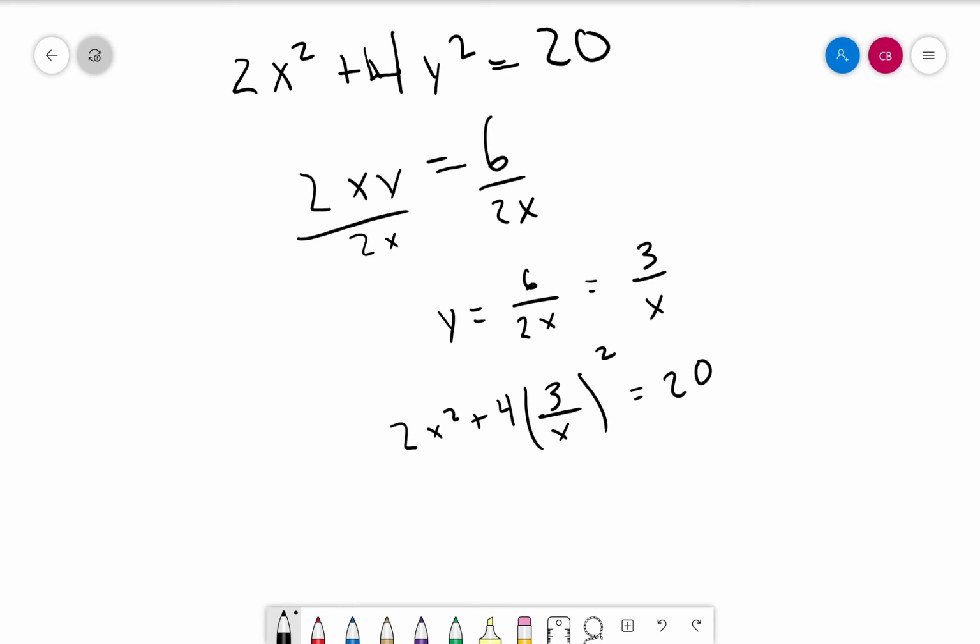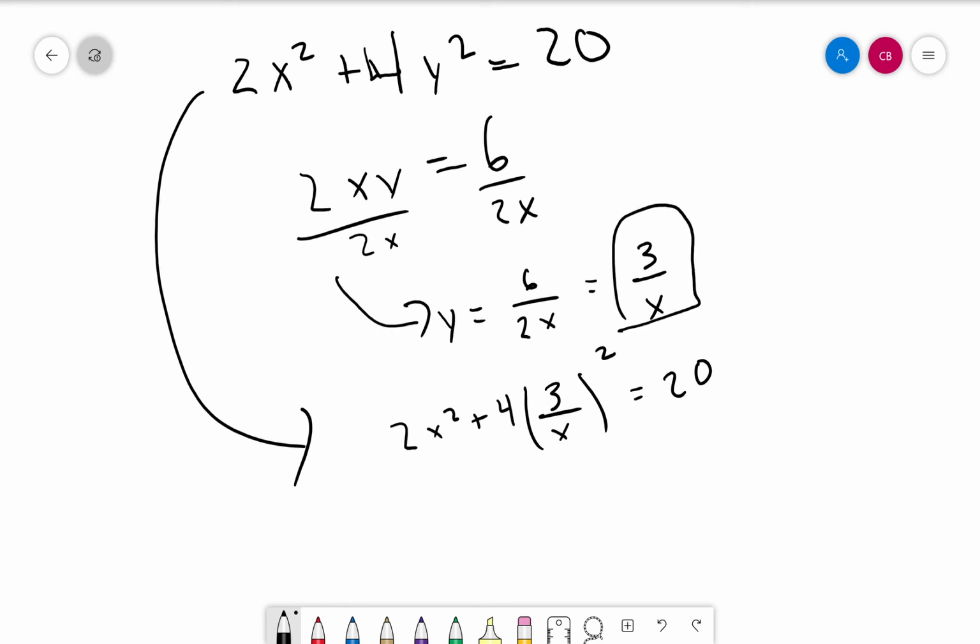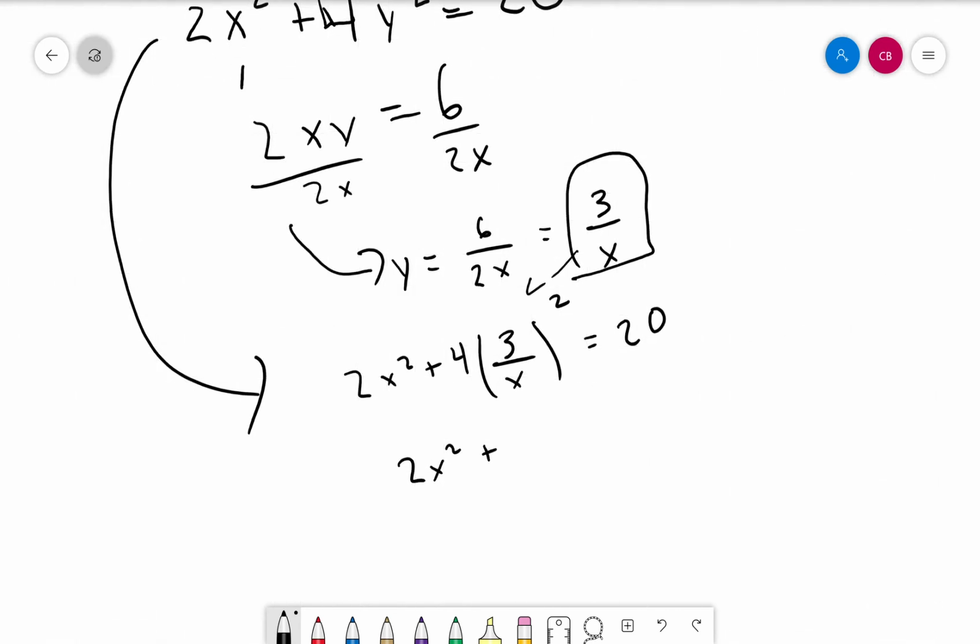Oh, and this is squared. I've just simply plugged the value that I got from here in for y in the y squared up above. Okay, so this is 2x squared plus, we've got 3 squared, 9, times 4 is 36 over x squared is 20.